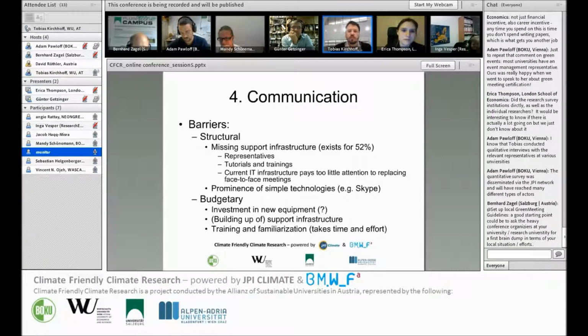And again, coming back to structural and budgetary barriers for communication, it's also within the institutes that there is a missing support infrastructure, which we've seen for 52% of the cases. That means there are representatives missing. There is no way to give tutorials or trainings to people to be able to replace face-to-face meetings. And also the current IT infrastructure, which does exist at the research institutes, does not pay enough attention to replacing face-to-face meetings by technological solutions. Another structural barrier is, in my opinion, also the prominence of simple technologies such as Skype, because there are actually way more powerful tools such as Adobe Connect, which we're using right now.